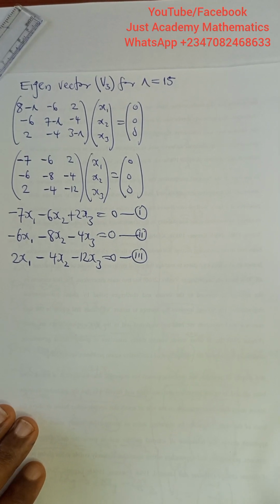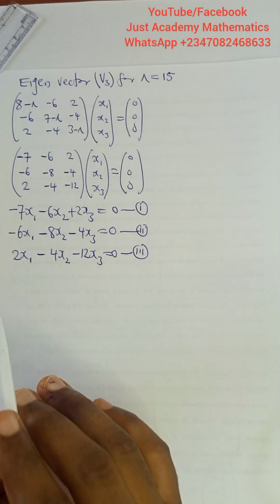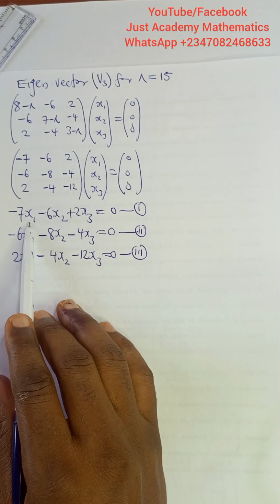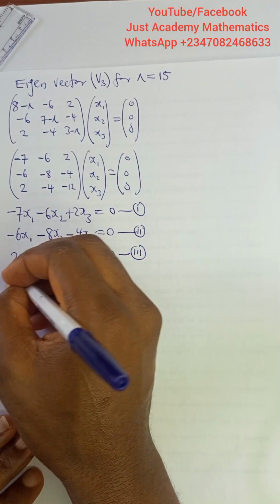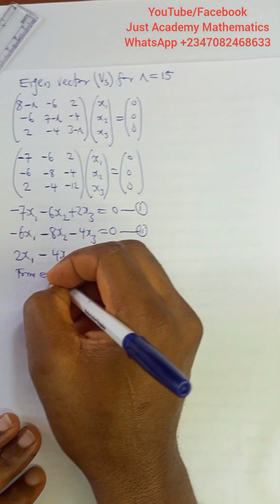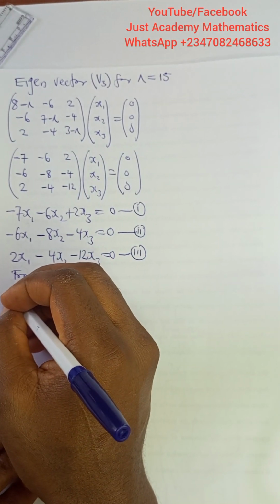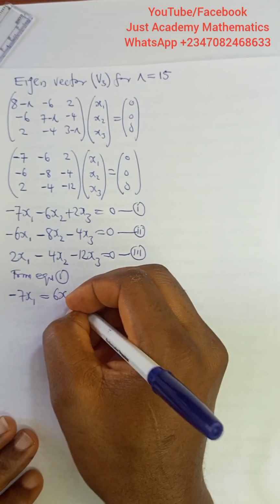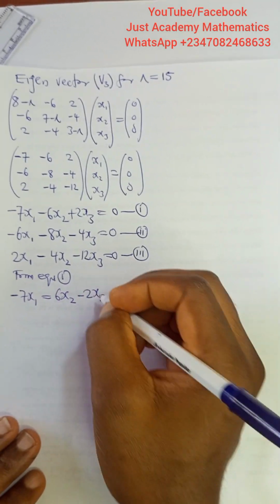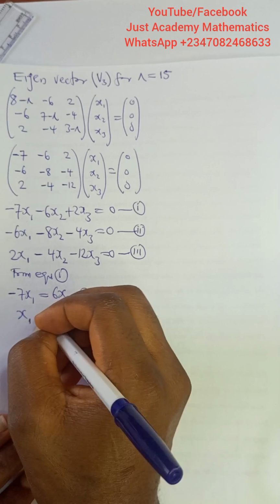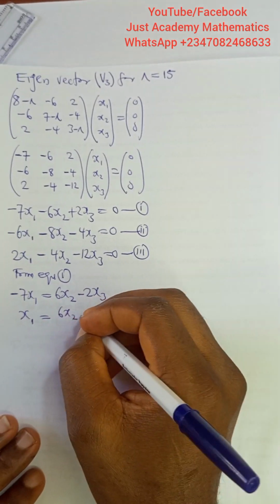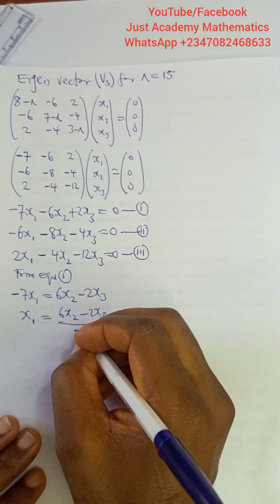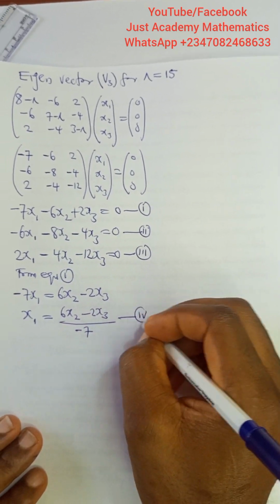So we do the same procedure again. We find x1, x2, x3 in terms of x3. So let's make x1 the subject here from equation 1. From equation 1, we know that minus 7x1 is equal to 6x2 minus 2x3. So x1 is equal to 6x2 minus 2x3 over negative 7. We call this equation 4.